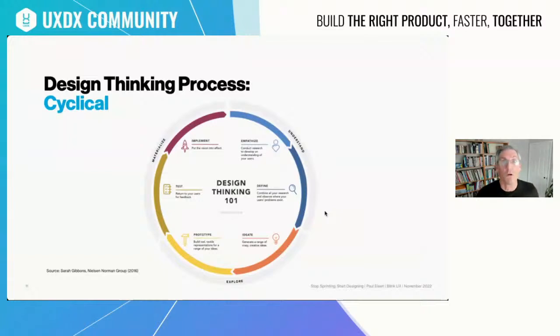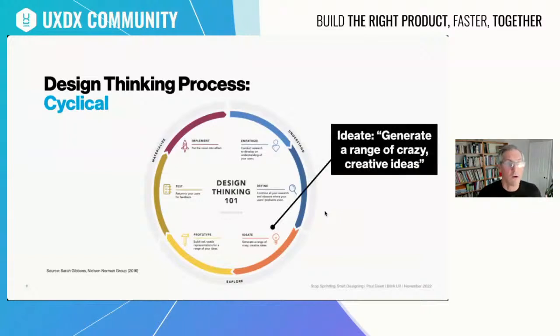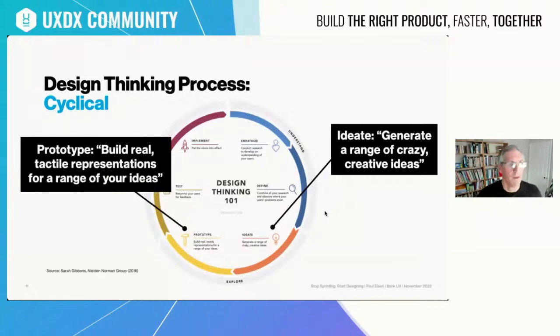This is the Nielsen-Norman model, another globally respected organization in the user experience space. And here, the guidance for ideation is to generate a range of crazy creative ideas. And then in the prototyping, we build real tactile representation for a range of ideas. So again, I worry that this is a bit misleading and not respecting the rigor of the design process.